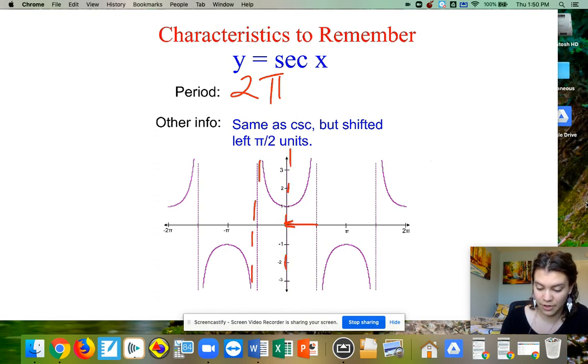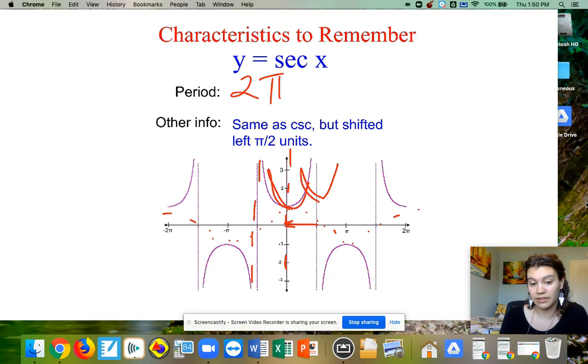Instead of having your peak be here, it's going to start here. The reason, again, being because you're basing it off of cosine. So if you sketch cosine in here, you're going to get your cosine graph. So I would recommend just graphing or sketching your cosine or sine first and then doing your cosecant or secant.